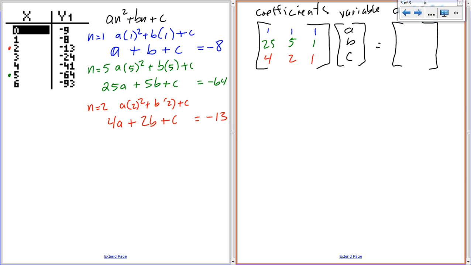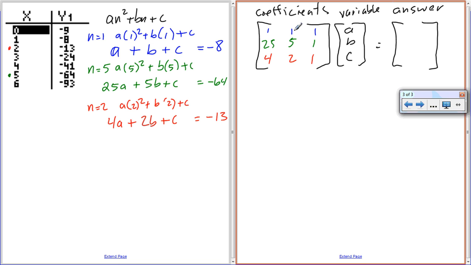But then I have to tell it what it's equal to. So if I have 1A plus 1B plus 1C, my answer matrix should say that that equals negative 8. 25A plus 5B plus 1C should equal negative 64. Seeing color coding helps to see that you have to get these in line. Whatever your n equals, this is when n equaled 1. This is when n equaled 5. You're getting those values from the table. And like I said, using 1, 2, and 3 would be a little more convenient.